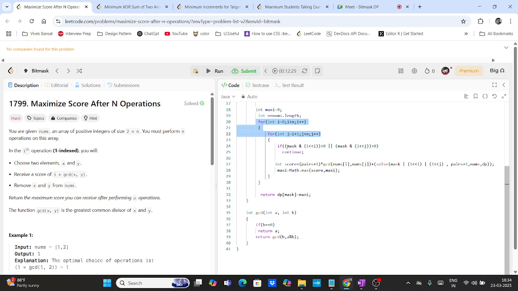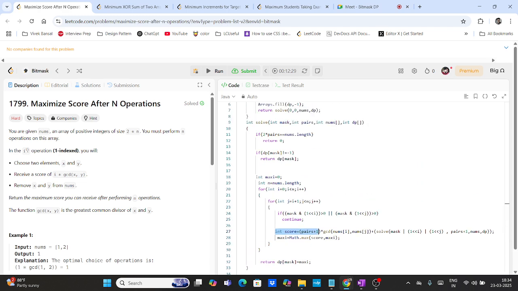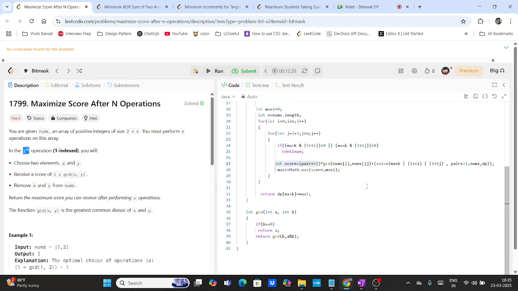We will try to write for loops. If any of the bits is set, then continue. Otherwise, code equals I, passing a pair. Pair means that only this ith operation. So I am passing 0, so it will be 0 plus 1, 1 plus 1, like that. Then GCD plus ask your recursion to solve.